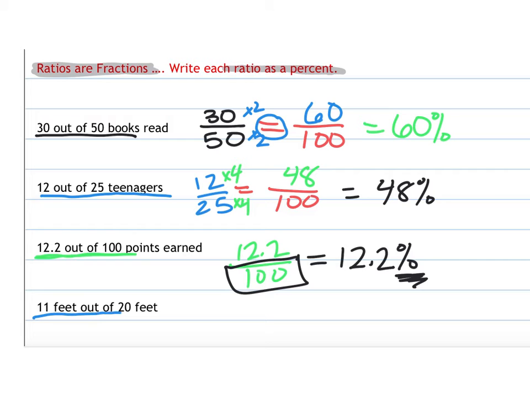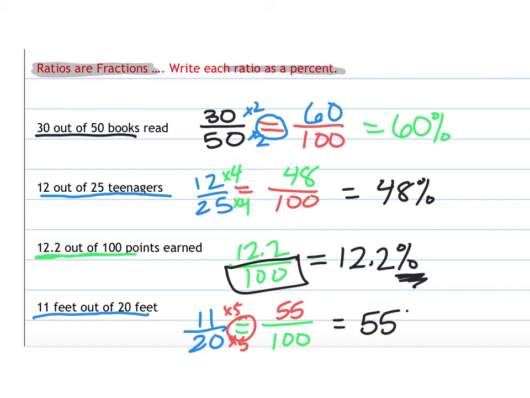Last one, 11 feet out of 20 feet. That's 11 compared to 20. And I know that 100 is a multiple of 20. It's the fifth multiple, so we multiply both by 5. So 11/20ths is the same as 55/100ths. 55 per 100 is the same as 55 per 100 or percent.